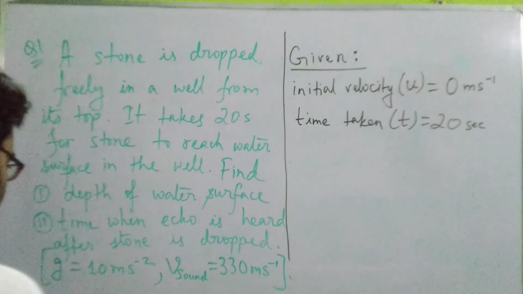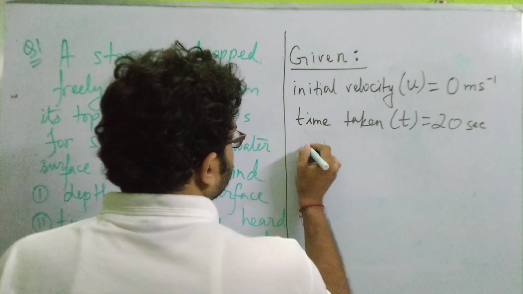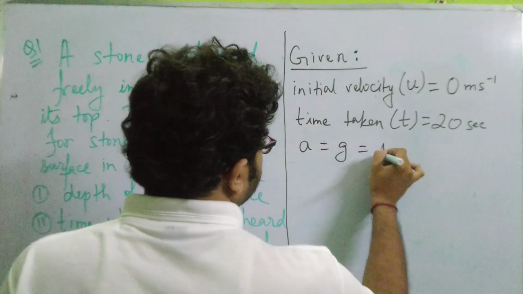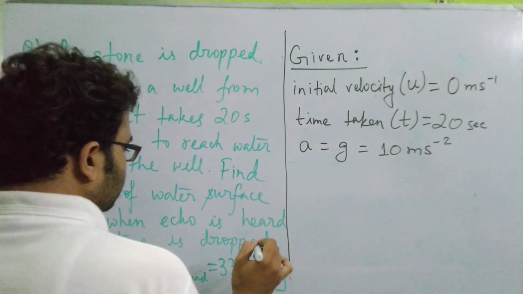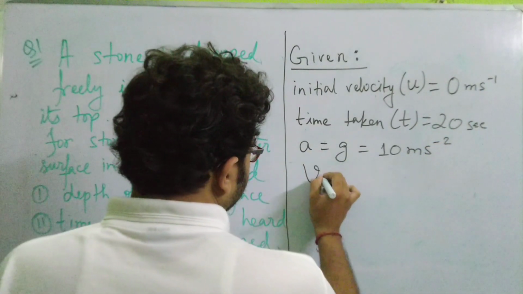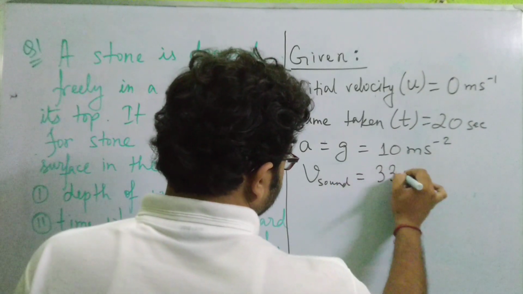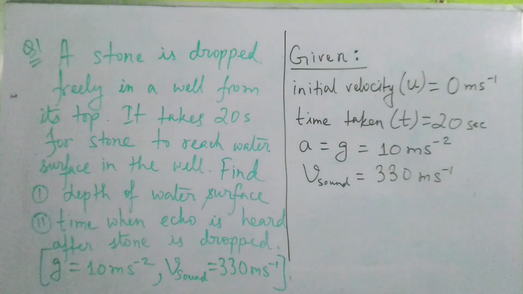So these are the two pieces of information that have been provided additionally. Okay, fine. So you can also add it in the given box. Acceleration is g, which is equal to 10 meter per second square, and what is the other information? Velocity of sound is 330 meter per second. Fine. Now what you need to calculate, you need to find the depth of the water surface.